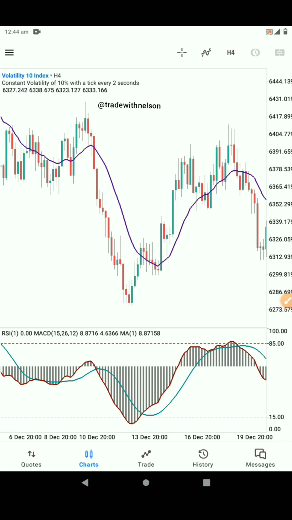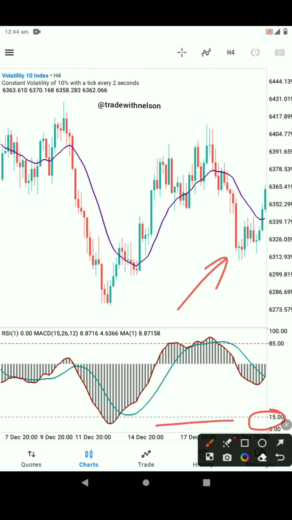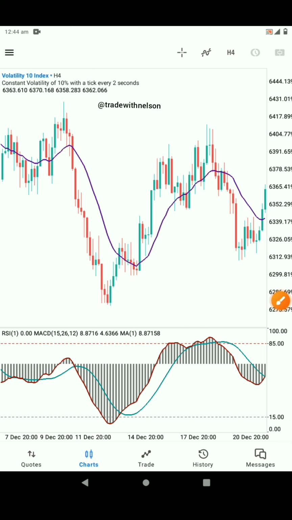So this is Volatility 10 market. What do you see over here? We want to buy to the upside when the market enters into the oversold level. So you can see how this candle falls to the downside, breaks this moving average, then enters into the 15 level. You want to see the candle go above this moving average. You have it at this point.